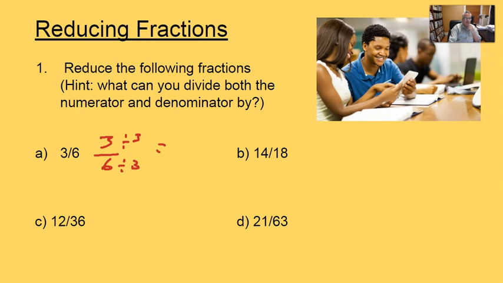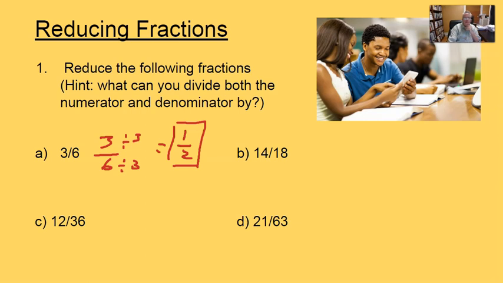So when we divide the numerator and denominator by 3, we get 1/2. Turns out that 3/6 is equal to 1/2. That's the simplest form. So sometimes we'll find something that goes into both the numerator and denominator. We'll get a simpler fraction, but we'll realize we could keep going.